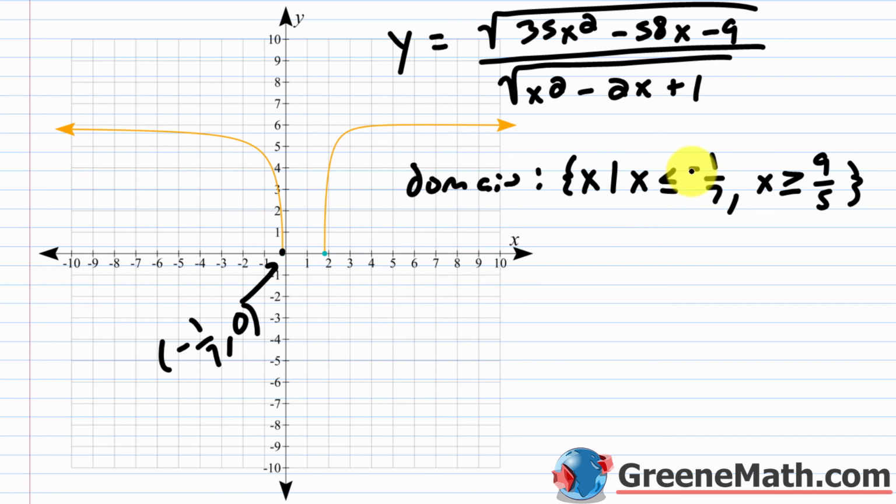x is less than or equal to this negative 1/7. Then over here you have this other x-intercept. So that occurs at (9/5, 0). So 9/5 is included as an x value, and then anything to the right, right? So this part right here is x is greater than or equal to 9/5. So this verifies what we found. We could say our domain is the set of all x such that x is less than or equal to negative 1/7, or x is greater than or equal to 9/5.